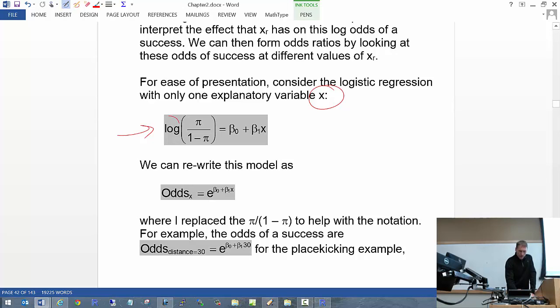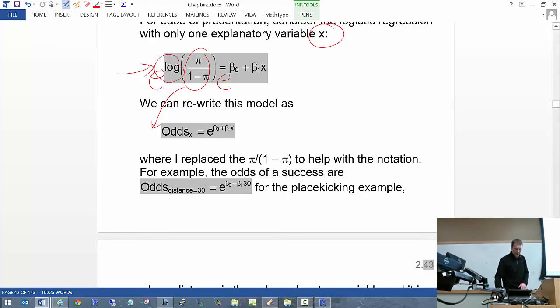Now, since I have a natural log here, if I take my left-hand side, I take e raised to that left-hand side, e raised to the right-hand side, look what I get. My odds of success, which is a function of X now, is equal to e raised to the beta 0 plus beta 1 times X. So for example, let's say I want to know what's the odds of a success for a place kick with a distance of 30 yards. Well, it's simply e raised to the beta 0 plus beta 1 times 30.